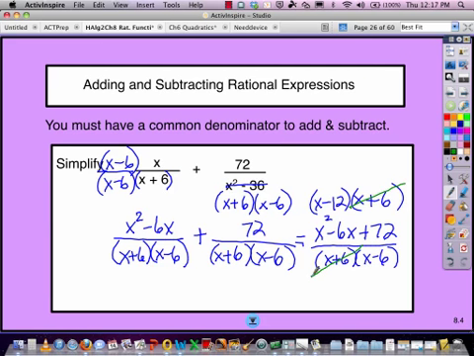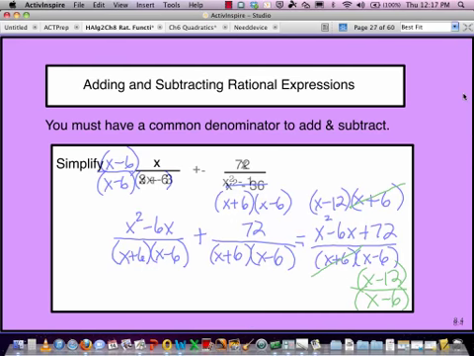So our lowest term final answer would be the quantity of x minus 12 over x minus 6 as we finish. And that's just because the fraction had like terms in it, like factors, and that means it wasn't in lowest terms, and we could reduce it further. So now it's in lowest terms, and we are done.